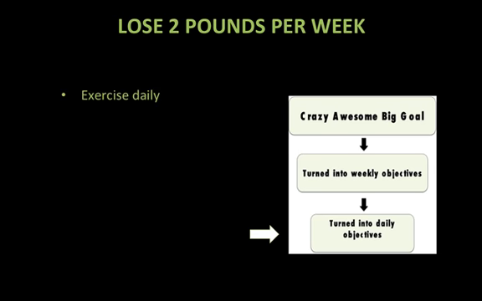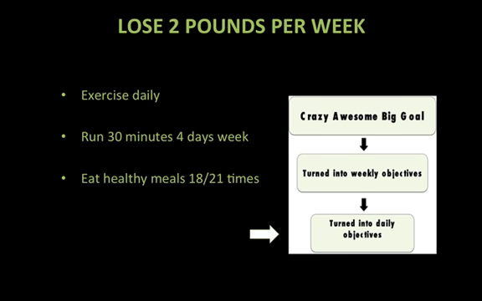Okay? So here's something that I think many people immediately jump to: exercise daily. Okay? But there's a problem with exercise daily. It's not enough details. Okay? And so I prefer to take it to the next level and be more detailed with it. And that's why I have these other 2, which is run 30 minutes, 4 days a week, and then eat healthy meals 18 out of 21 times.